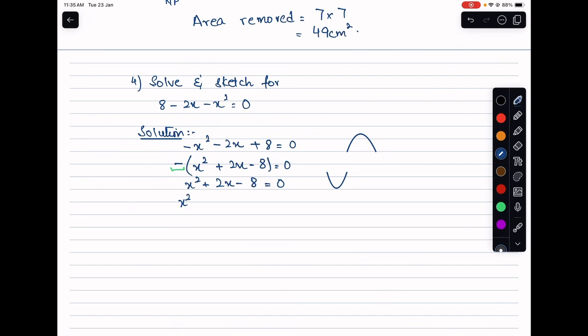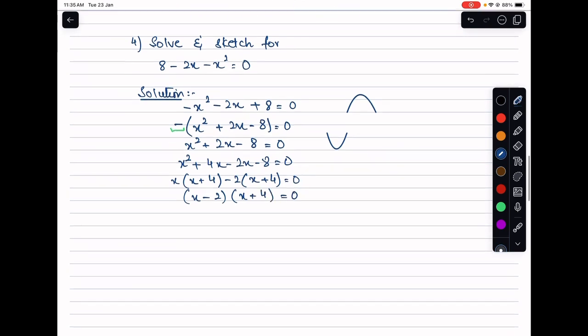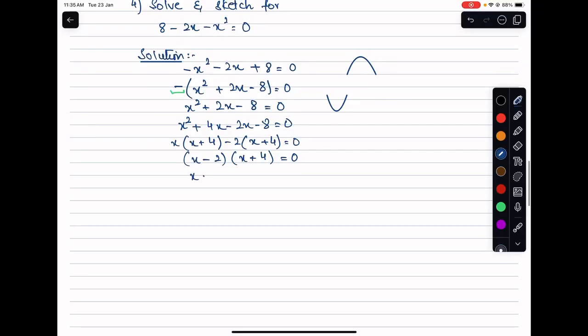And I can just solve the equation by saying it's x squared plus 4x minus 2x minus 8, which is equal to 0. Grouping them, this is x plus 4 and negative 2 common, and I'm left with x plus 4 again, which gives me 0. So I can say that it's (x minus 2)(x plus 4), which is equal to 0. Or from here, I can say x is equal to 2 and negative 4. So these are the two x-intercepts that I have from the equation.